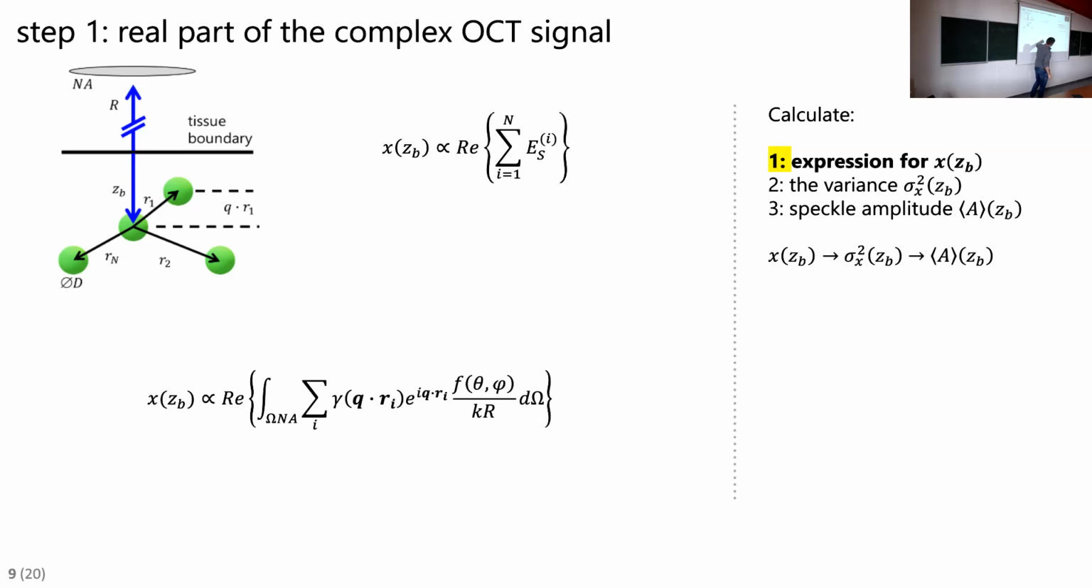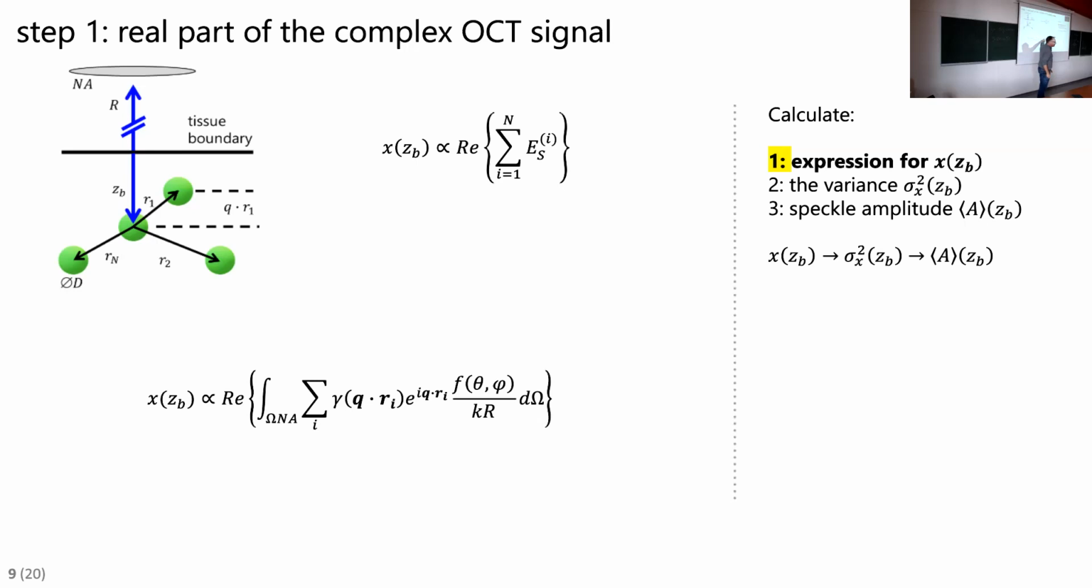Then each particle is a phasor. It's related to its position, here measured with respect to the reference particle. Q, which we encountered already, is the so-called scattering factor. That is, Q is 2k times sine of half theta, where theta is the scattering angle.